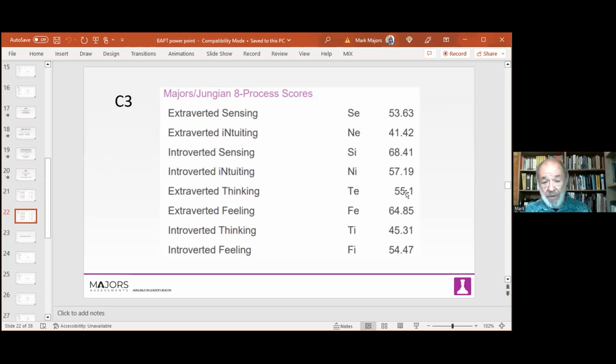Her extroverted thinking is quite high too, because her husband and her boss are both ISTJ, and so she's constantly involved with men who operate completely in this extroverted thinking realm.